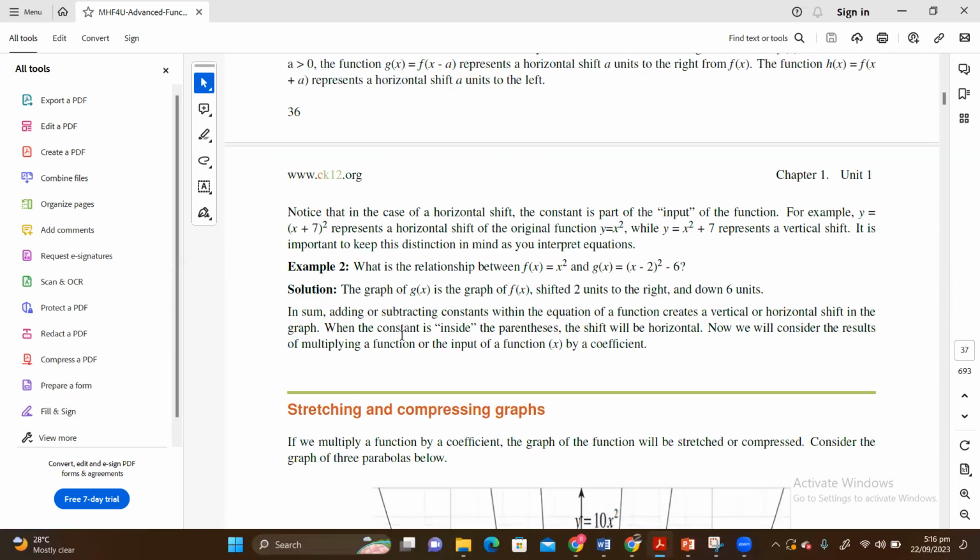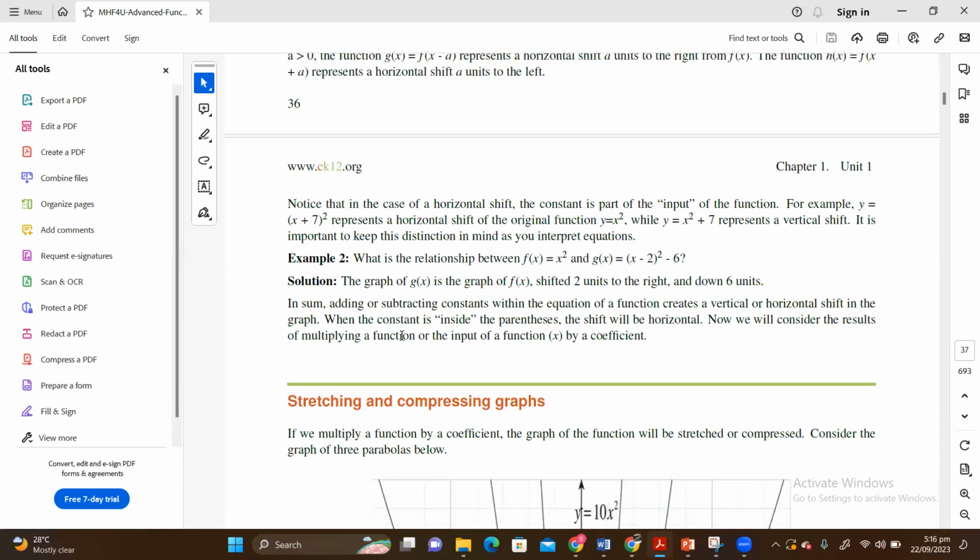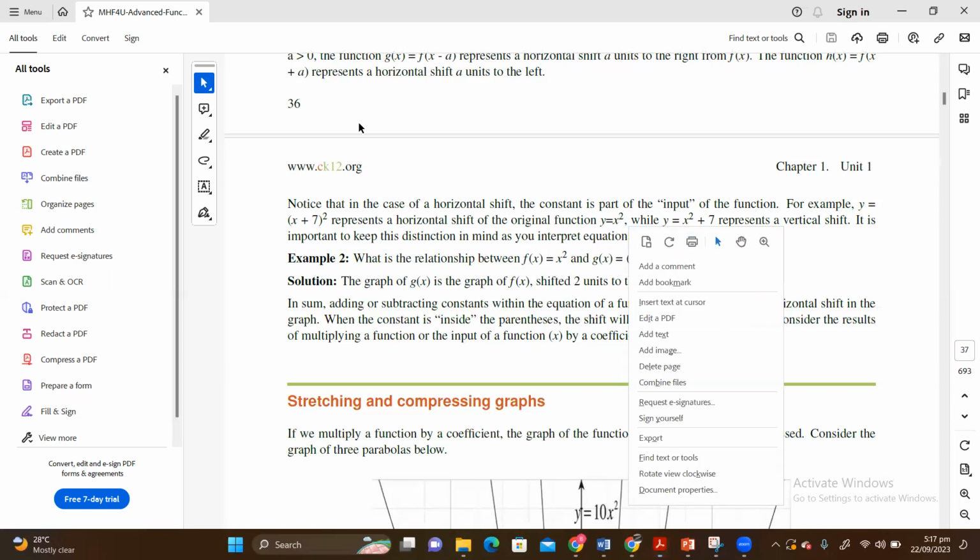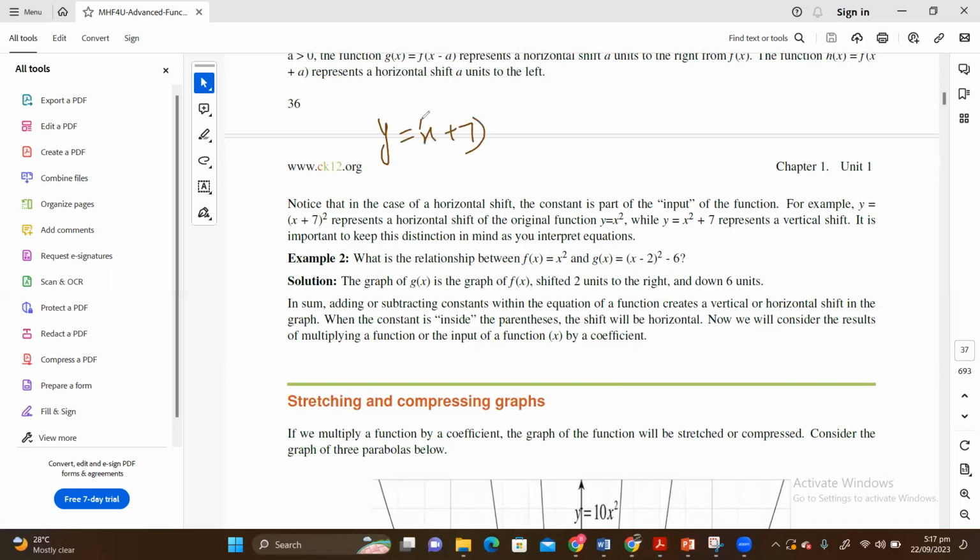Note that in the case of the horizontal shift, the x plus constant is part of the input of the function. For example, y is equal to x plus 7 whole square represents a horizontal shift of the original function y is equal to x square. So whatever the constant is, it is part of the transformation. If we remove the constant, we get y is equal to x square, which was the original function.